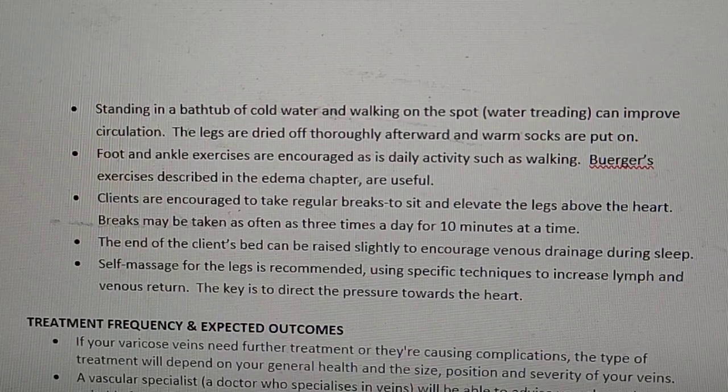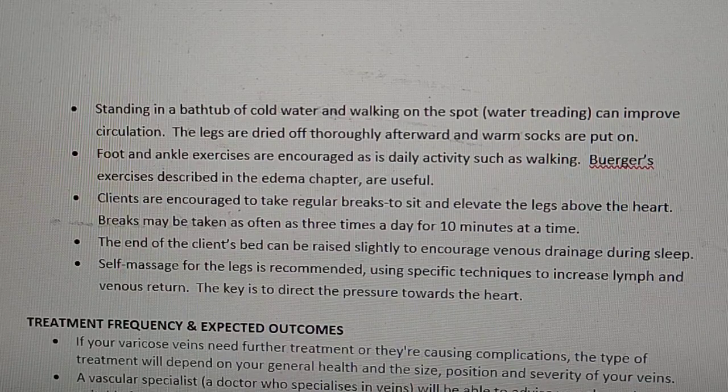Clients are encouraged to take regular breaks to sit and elevate the legs above the heart. Okay, breaks may be taken as often as 3 times a day for 10 minutes at a time. The end of the client's bed can be raised slightly to encourage venous drainage during sleep. Or you can put more pillows to elevate the lower leg just above the level of the heart.